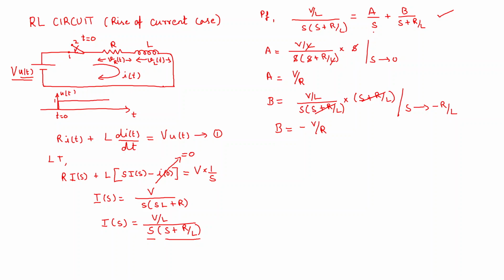So after getting this A and B values, now I am going to apply A and B here to obtain this I of S. So I of S has been split into these two terms. So now I of S is equal to A, which is V by R, divided by S, plus minus V by R, which is the value of B, divided by S plus R by L.